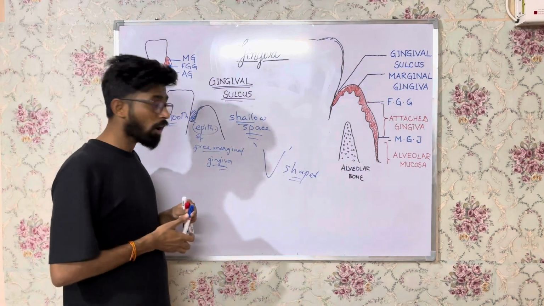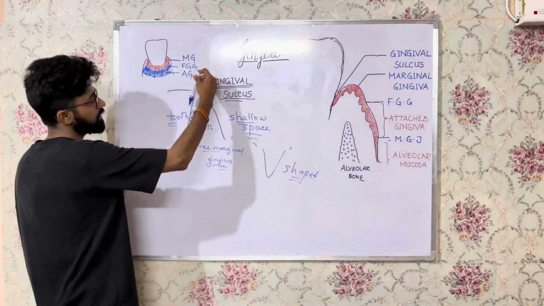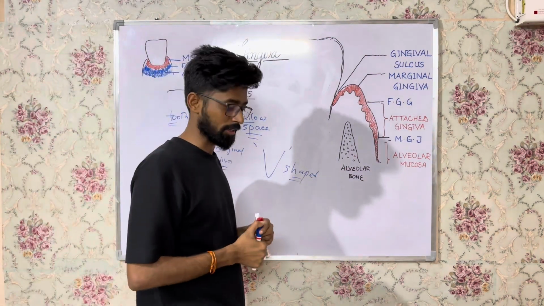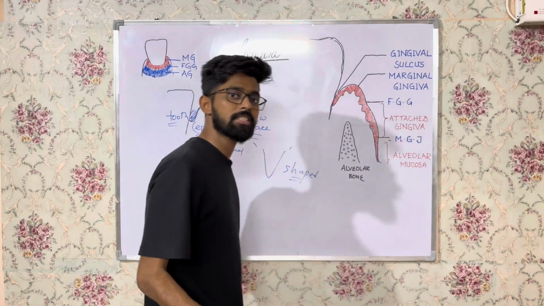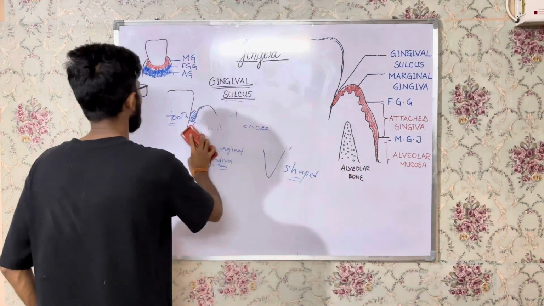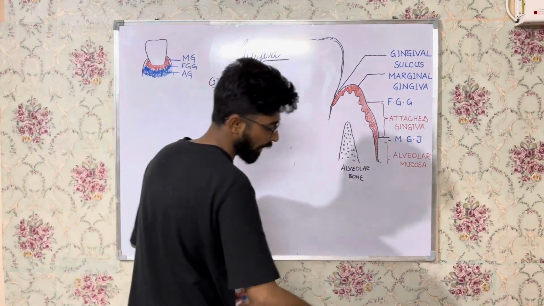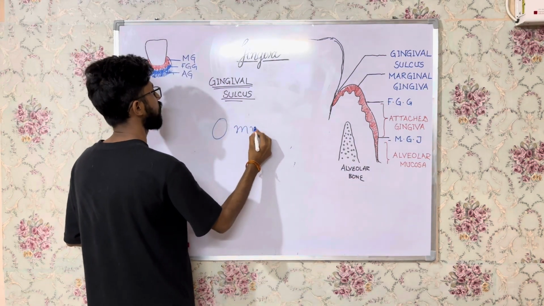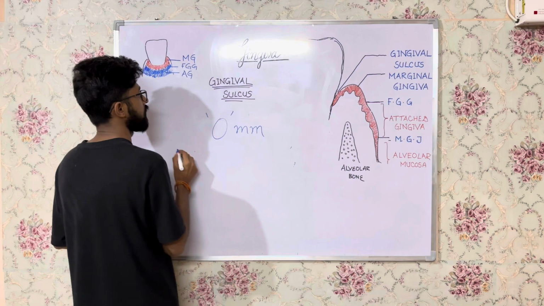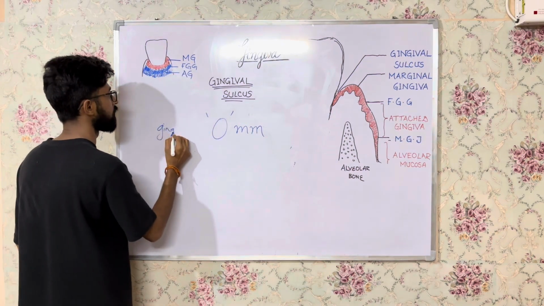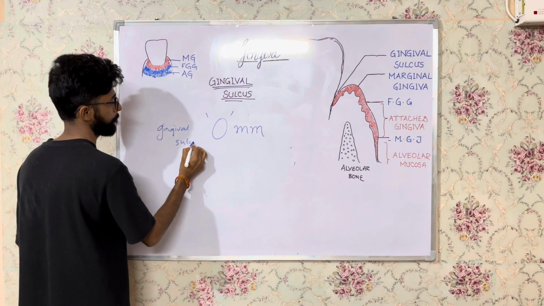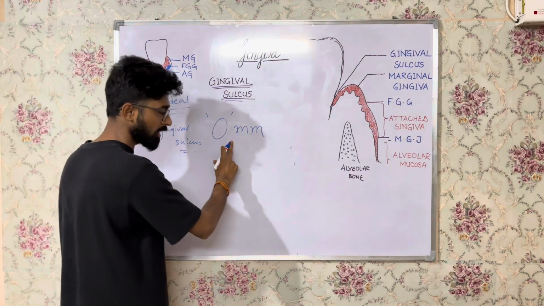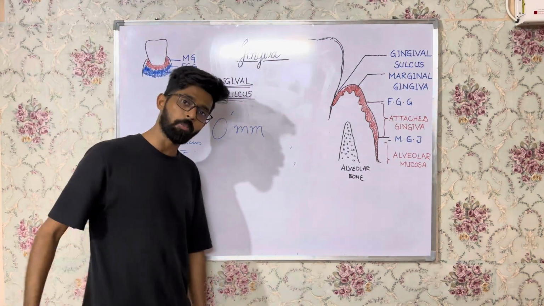Now, the depth of this gingival sulcus, this is the entry of the probe. The depth of the gingival sulcus is a very important parameter in various clinical diagnoses in periodontics. Under ideal conditions, the depth of the gingival sulcus is considered 0 mm. But it is not possible practically.